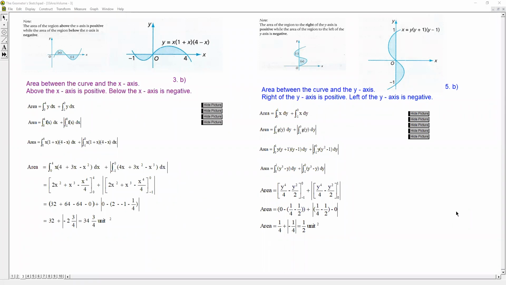Two types. The first type is with the axis, with the curve and the x-axis, curve and the y-axis. Then the second type, above the x-axis and below the x-axis, they have different values. Here, the second one is on the right-hand side is positive, on the left-hand side is negative. So we have two types. Any other type, I'm going to show you.